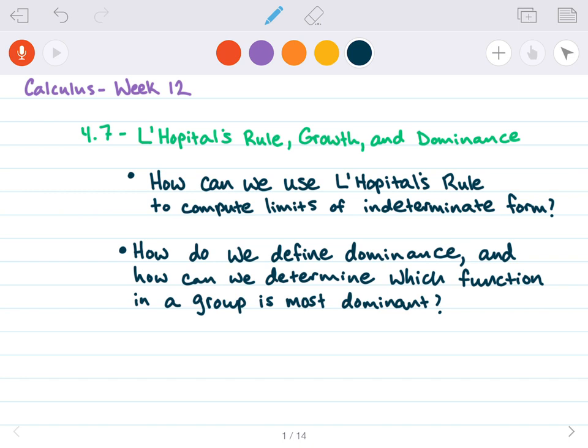So we're going back to limits as x approaches 0 and as x approaches infinity. And we're going to talk about different methods of computing these limits, different than what we've learned before. Then we're going to talk about what dominance is between a group of functions, and then we're going to talk about how we can determine dominance by using L'Hopital's rule. All right, so let's go ahead and get started.